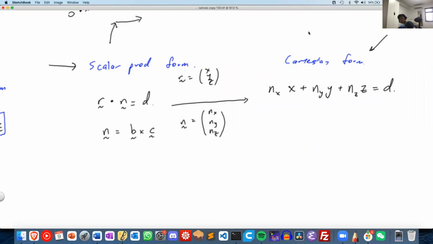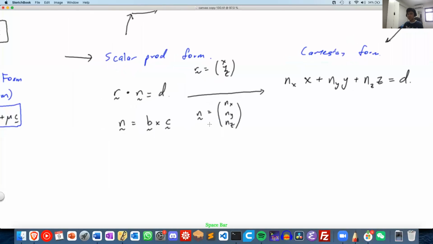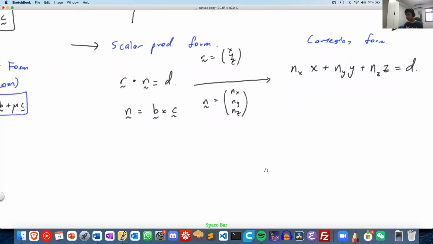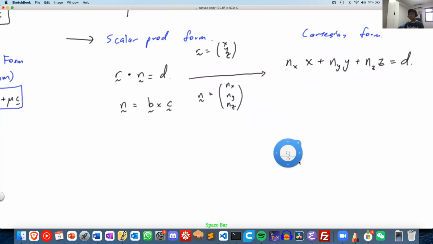Okay, so hi everyone. I'm back and we will be talking about the scalar product form of a plane. The scalar product form is actually, in a sense, the trickiest form for a plane, but I will try my best to convey the idea.